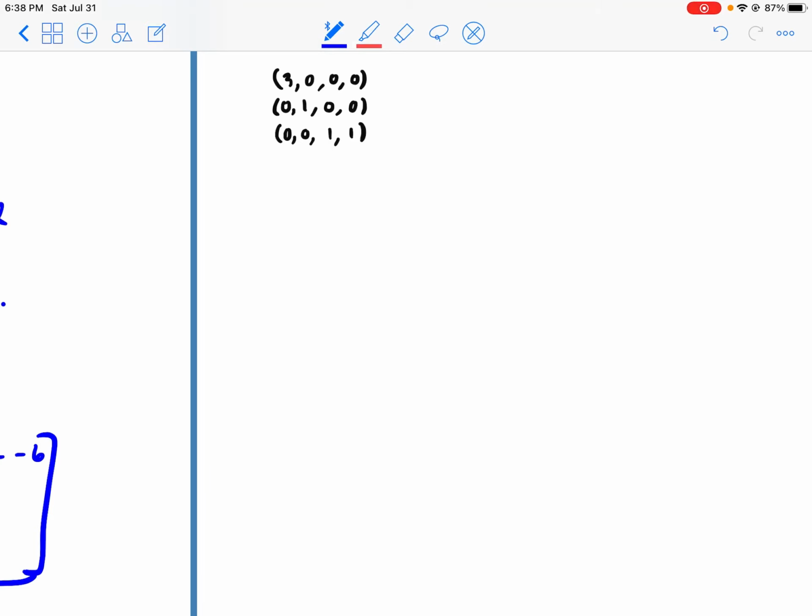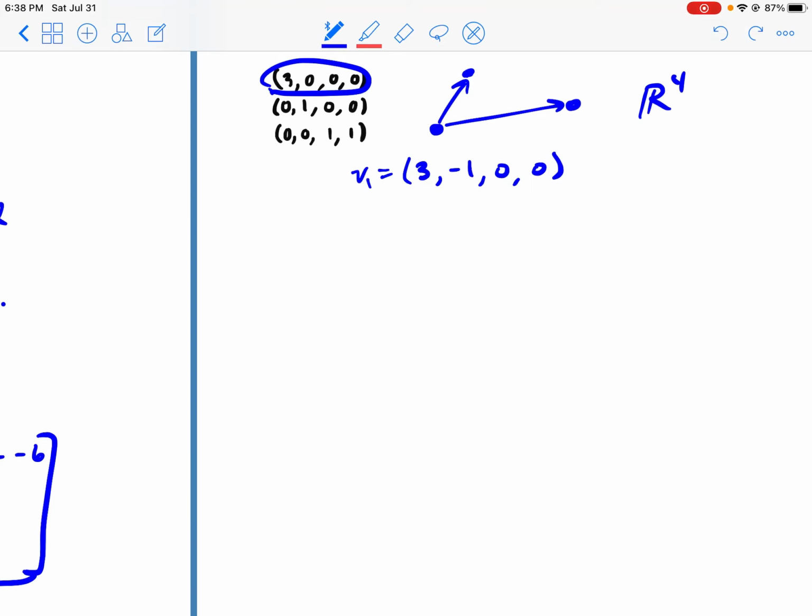So I just need to subtract them to get two vectors, right? Because what I have here is 3 points in R4. But I subtract them to get two vectors, so what are my vectors? How about 3 minus 1, 0, 0. So I did this one minus this one. And then V2, we'll do this one minus this one.